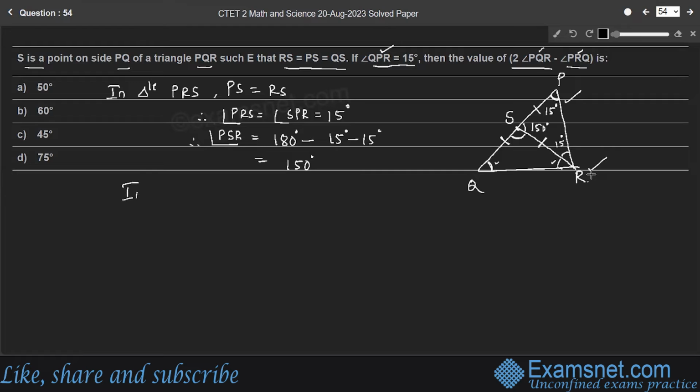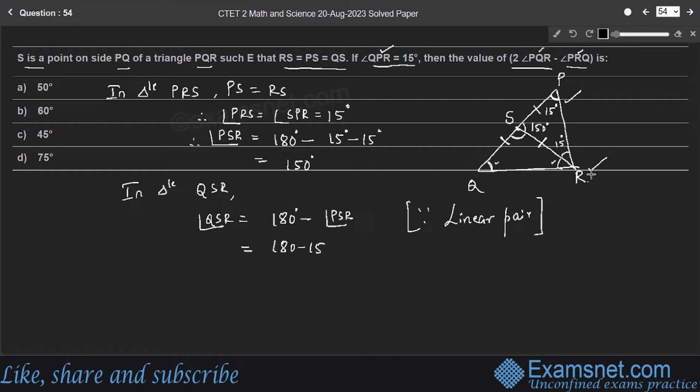So now in the triangle, angle QSR is equal to 180 degrees minus angle PSR. Here, QSR and PSR form a linear pair. Their sum is equal to 180 degrees, right? Because of the linear pair of angles, one angle is 180 minus the other angle. Therefore, 180 minus PSR, which is 150, so angle QSR is 30 degrees.